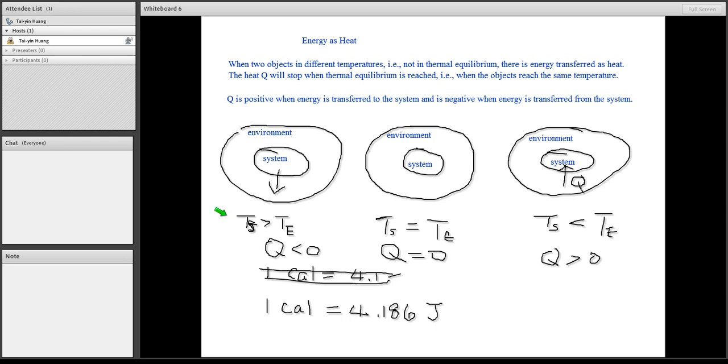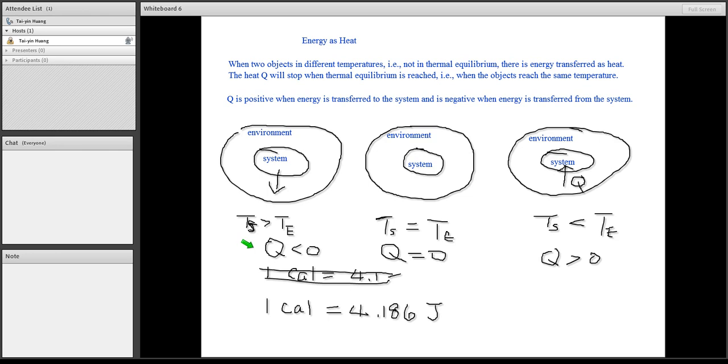In other words, when you're hotter than the classroom, because your temperature is higher, you're going to release heat, you're going to release energy. So the energy flow is from you to the classroom, or from the system to the environment. Because you are losing energy, your Q here is considered negative.